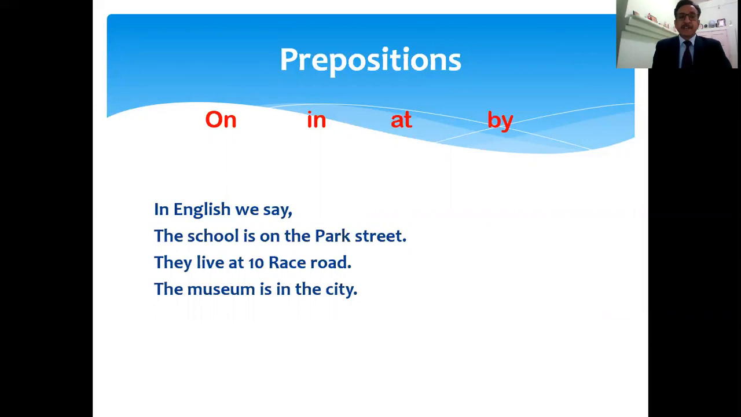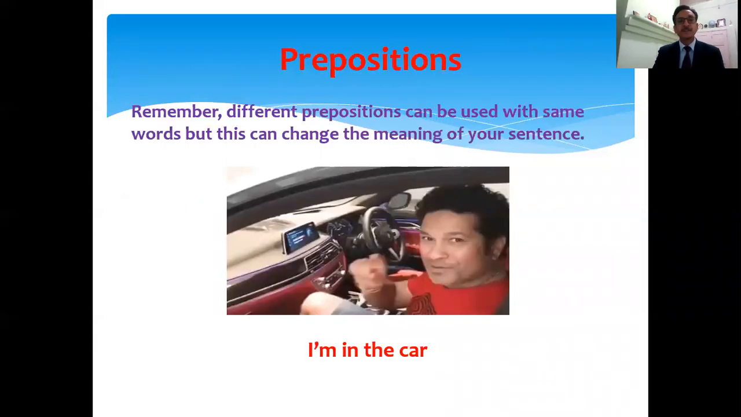In English, we say the school is on Park Street. They live at 10 Race Road. The museum is in the city. There are different ways of saying things. Remember this. I live at 300 King Street in an apartment on the 4th floor. So these are various things we talk about.